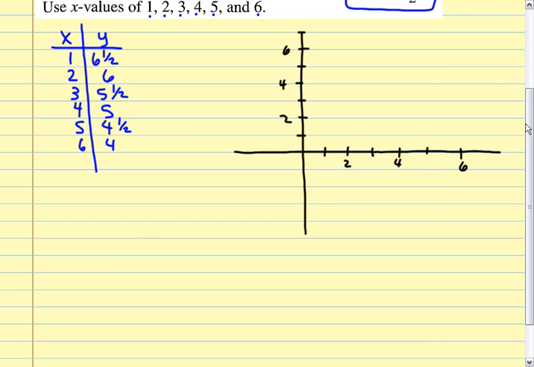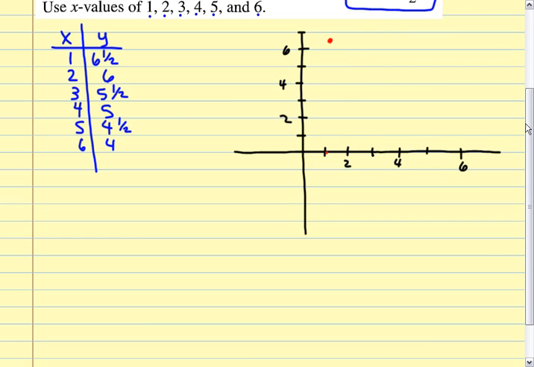Rowan, help me graph the first one. What's the x? 1. So I'm going to go to 1, and then what do I do? Go up 6. So if I go up 6 and a half, that's going to put me right about here. Do you agree? Yeah. Okay. Now I'm going to get rid of these little dots because they look like graphs.